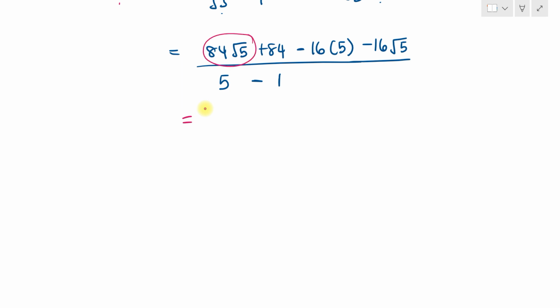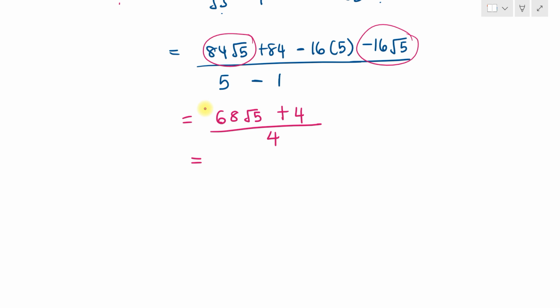Okay, this one: 84 surd 5 and negative 16 surd 5. What do you get? Let us see here. 84 minus 16 is 68 surd 5. And then 84 minus 16 times 5, you'll get positive 4, divided by 4.